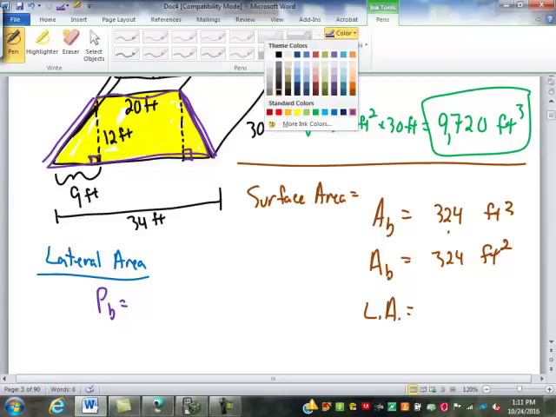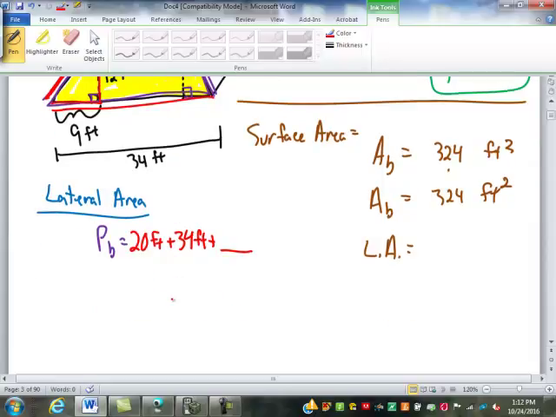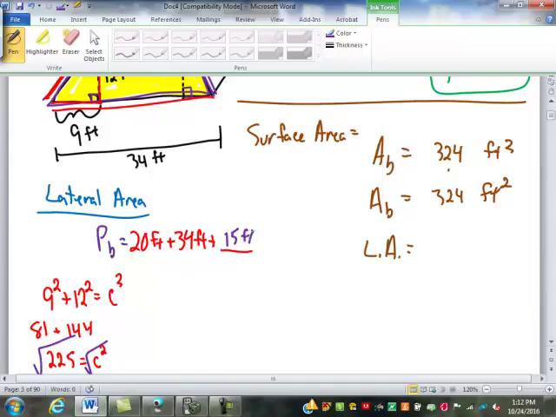How's it looking? So you've got 20 and 34. That part's given, right? What's this length? You got 9, 12, and yes. So 9 squared plus 12 squared equals c squared. 81 plus 144 adds up to 225 equals c squared. Square root them. C is 15 feet.